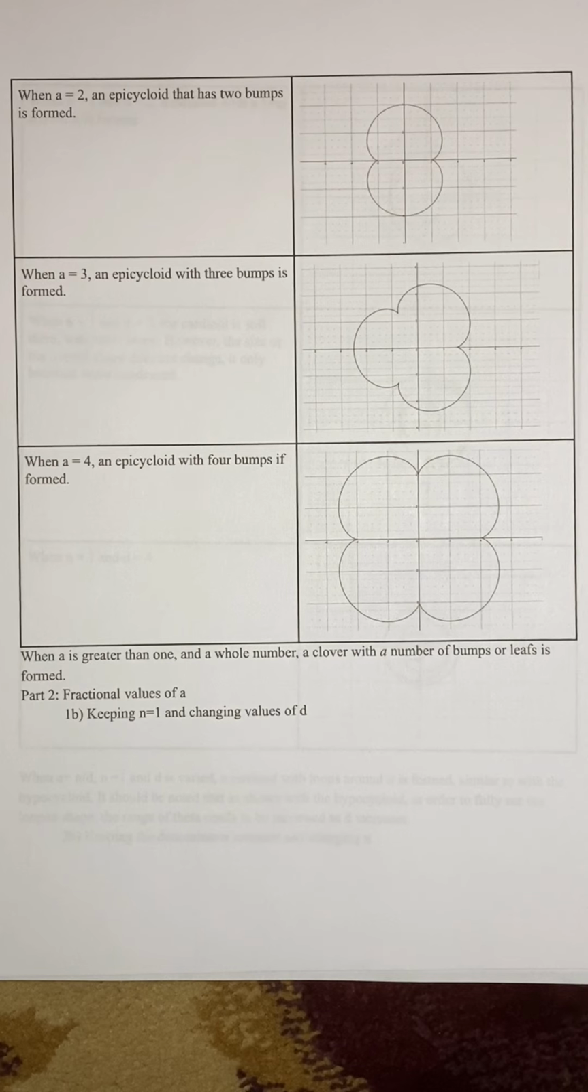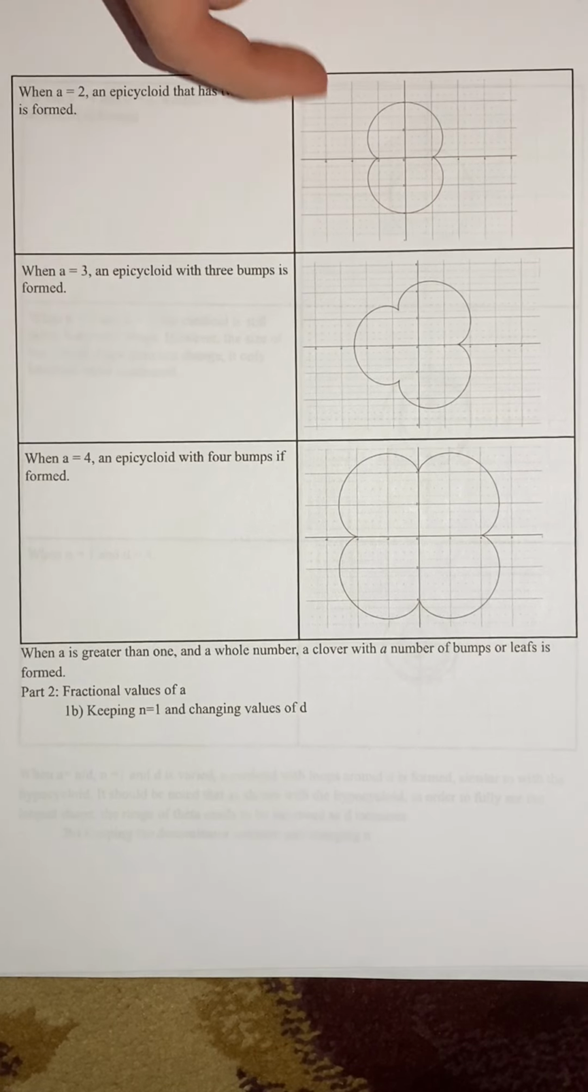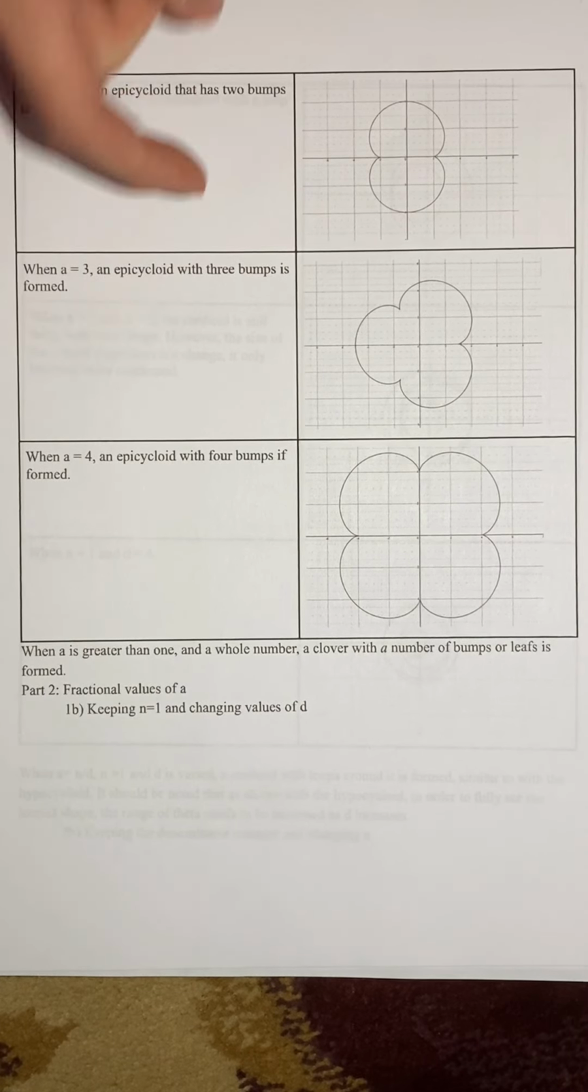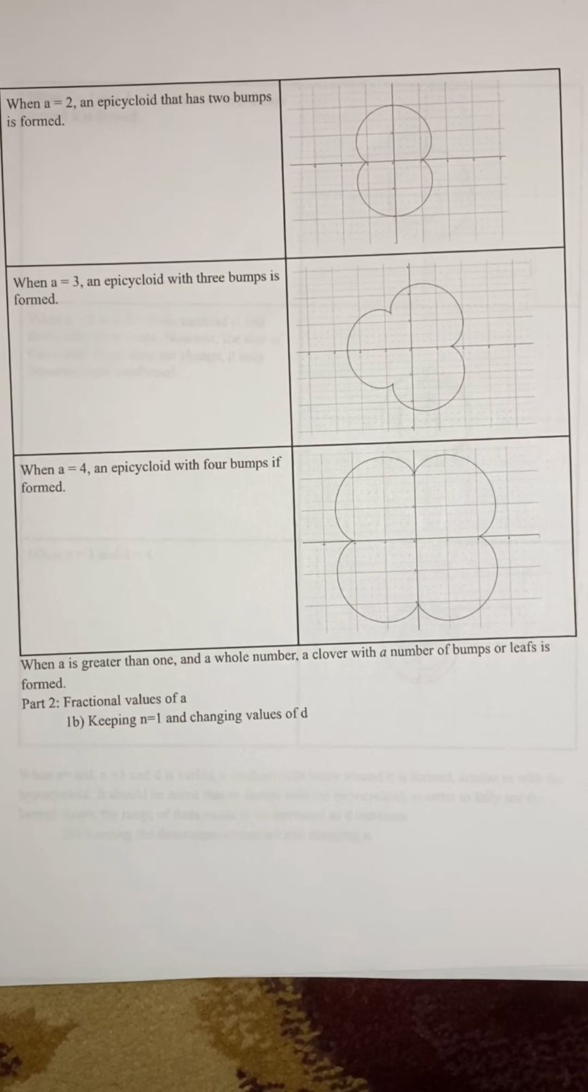And when a equals an even number, you can see that it has two planes of symmetry, one across the x and another across the y. However, when it's odd, such as when a equals 3, you can see that there's a plane of symmetry across the x-axis, but not one across the y-axis.